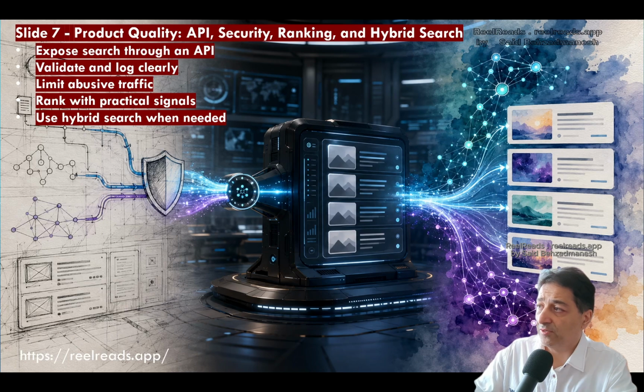This part is where the book becomes more product-minded. Vector search is not complete when a model returns an embedding. It needs a safe API, predictable responses, validation, logging, rate limiting, and ranking that reflects user needs.